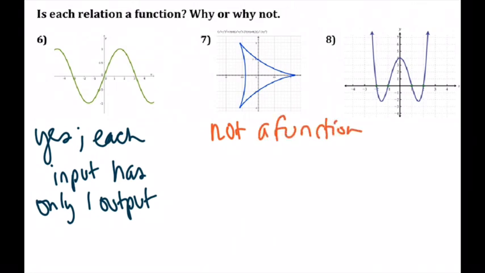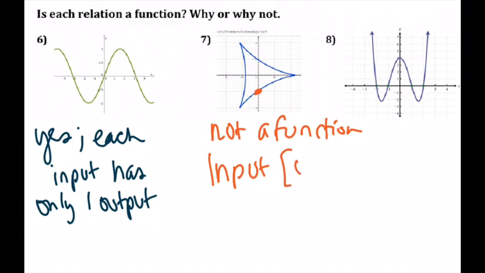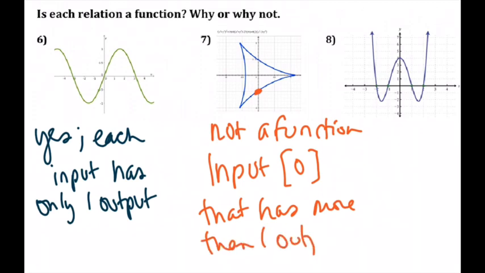And again, the reason is because we have an input that has more than one output. Like specifically, you could say that the input 0, what is the output for 0? I can't quite see that number. Like, what's this point right there? It's 5. 5. So 0, 5, and 0, negative 5. So basically 0 has more than one output. And so that's the reason why this is not a function, okay? So the reason is because there's an input, specifically 0, that has more than one output.